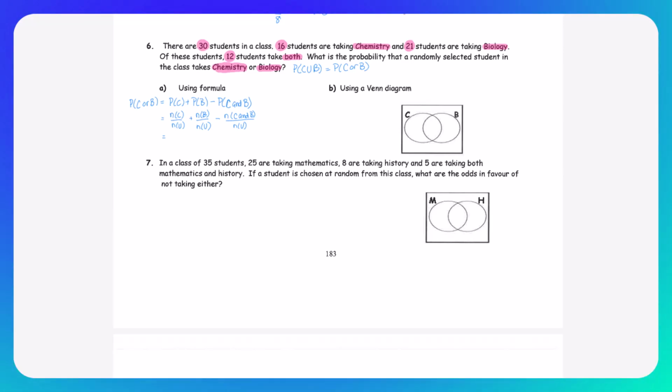Putting that all together, we get the number taking chemistry is 16 over 30, plus the number taking bio, which is 21 over 30, minus the number taking both. So we say 12 over 30. Now notice I'm keeping them with the same denominator. It just makes adding fractions easier.